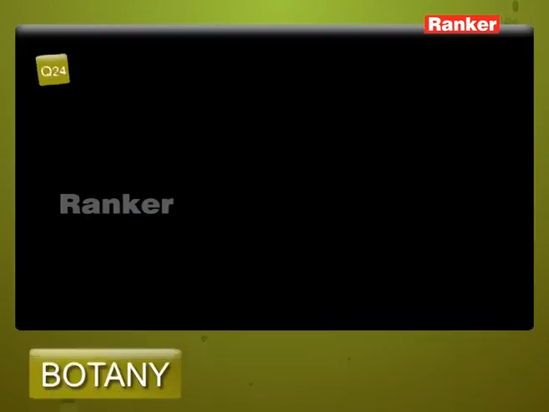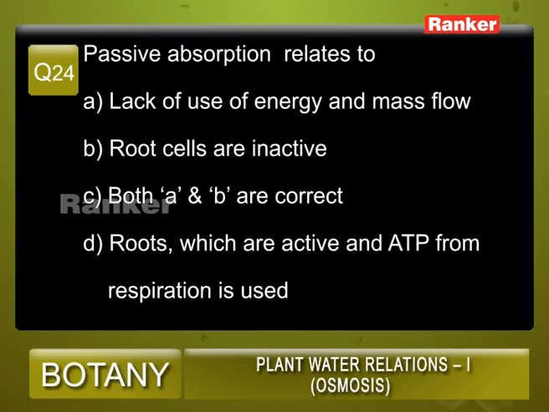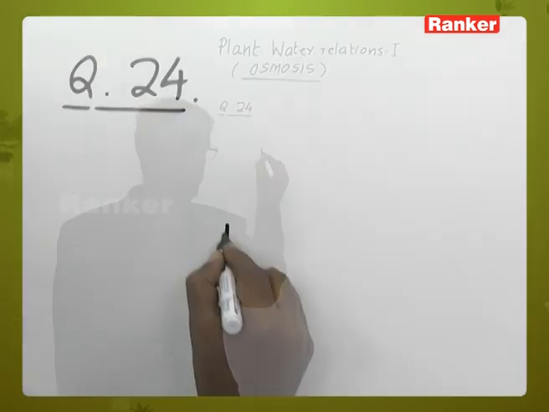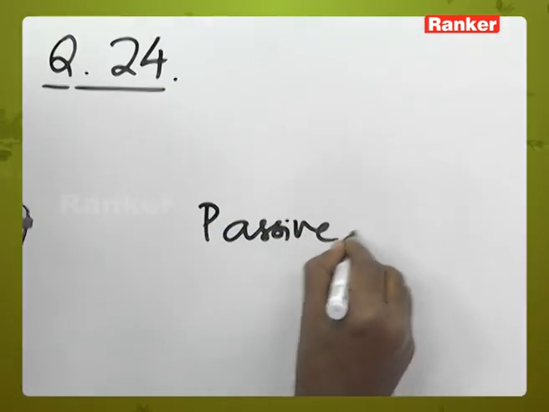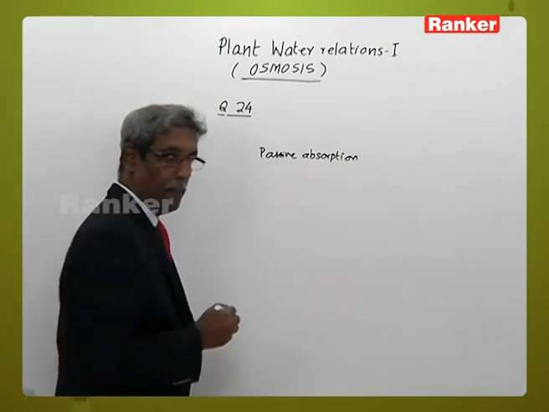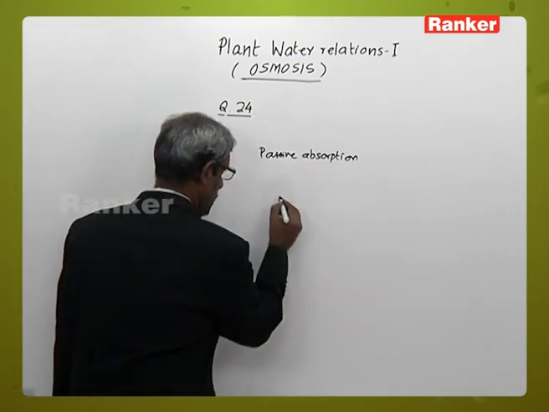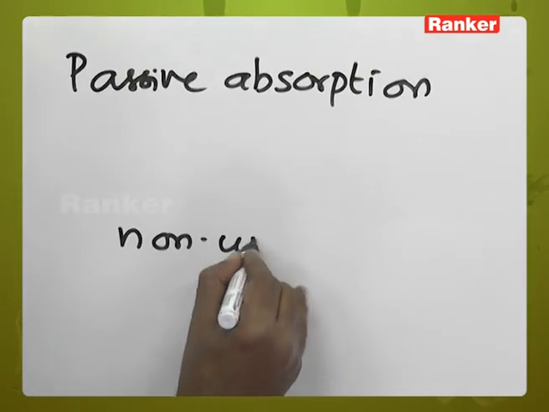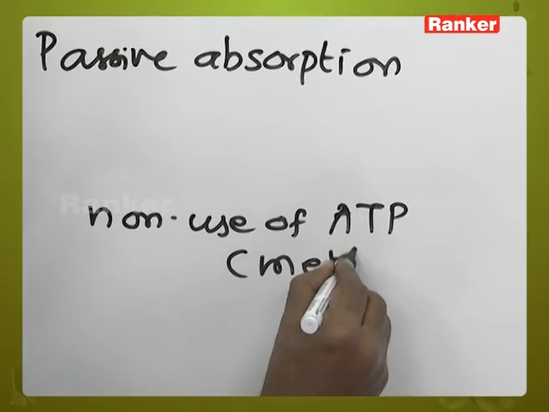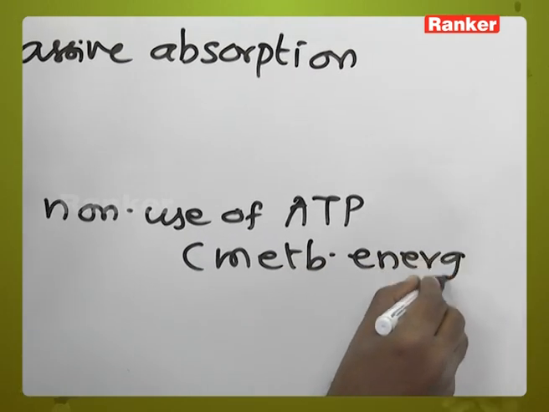Question number 24. Passive absorption relates to A. Lack of use of energy and mass flow. B. Root cells are inactive. C. Both A and B are correct. D. Roots which are active and ATP from respiration is used. Whenever we are dealing with passive absorption, passive absorption means there is non-use of ATP, of adenosine triphosphate, or non-use of any particular metabolic energy.